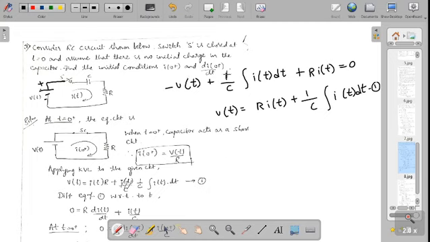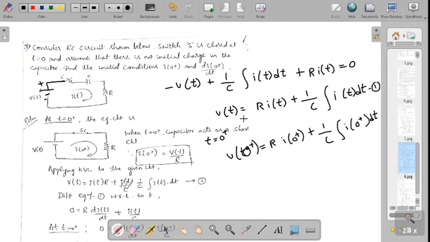So what we need to find out is the first derivative at time equal to 0 plus. So at time equal to 0 plus, we replace time by 0 plus: V equals R into I of 0 plus plus 1 by C integration of I of 0 plus dt. Now perform differentiation, that is the first order derivative, with respect to time.